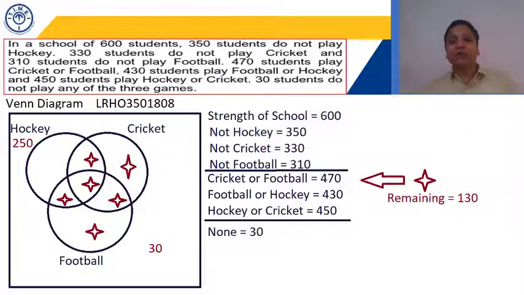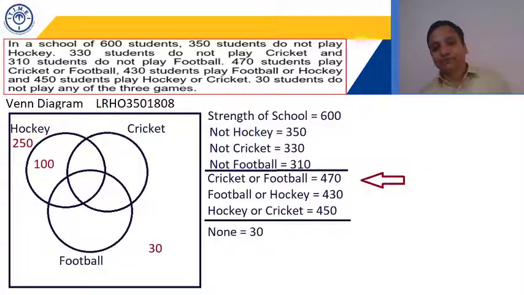Can you say remaining 130? Now outside these 6 regions, there are only 2 regions left. One is none, which is 30, and one is only hockey. Sum of these 2 is 130, that is remaining. So can we safely conclude that only hockey is 100?